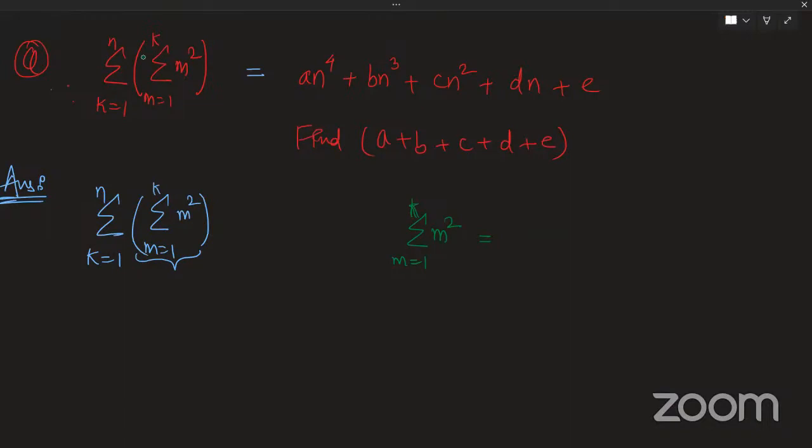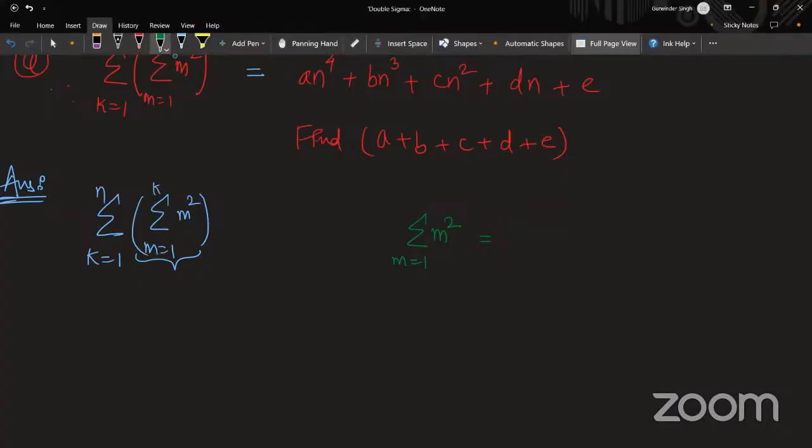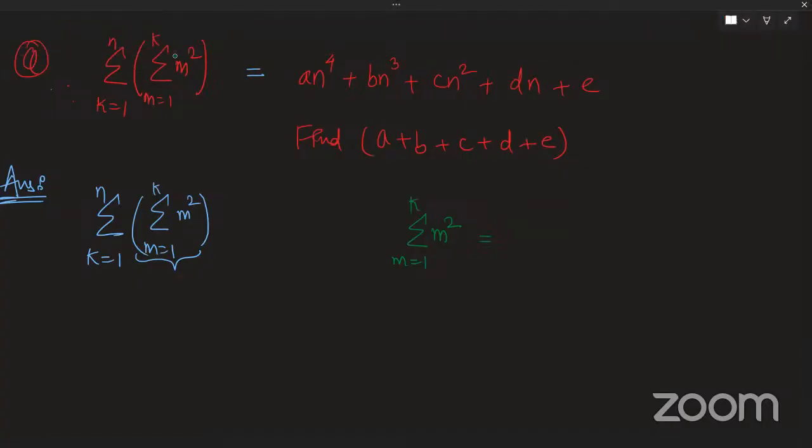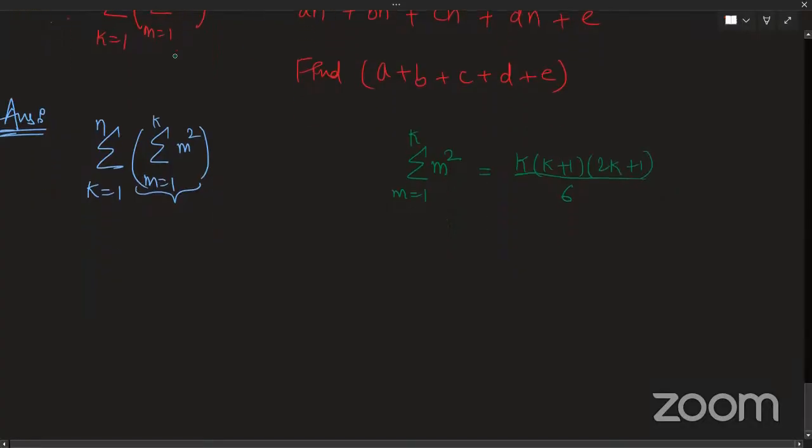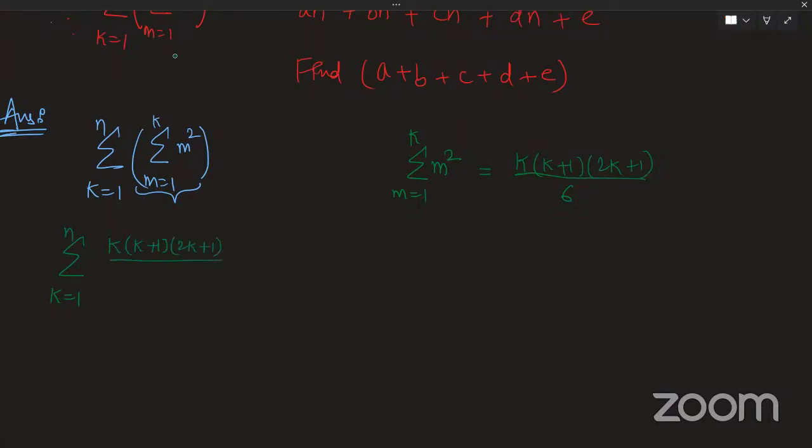Sum of squares of natural numbers. How many natural numbers? K. So what will be my final expression? K into k plus 1 into 2k plus 1 whole by 6. So sigma k going from 1 to n, k into k plus 1 into 2k plus 1 whole by 6.